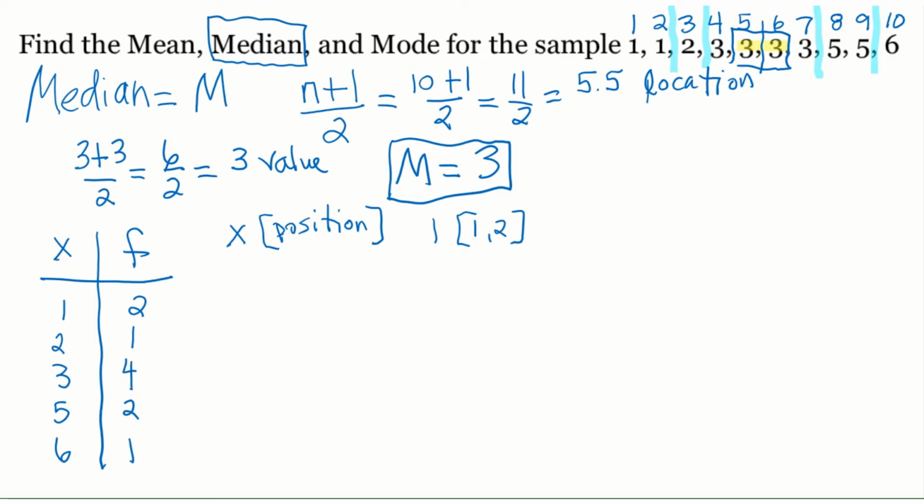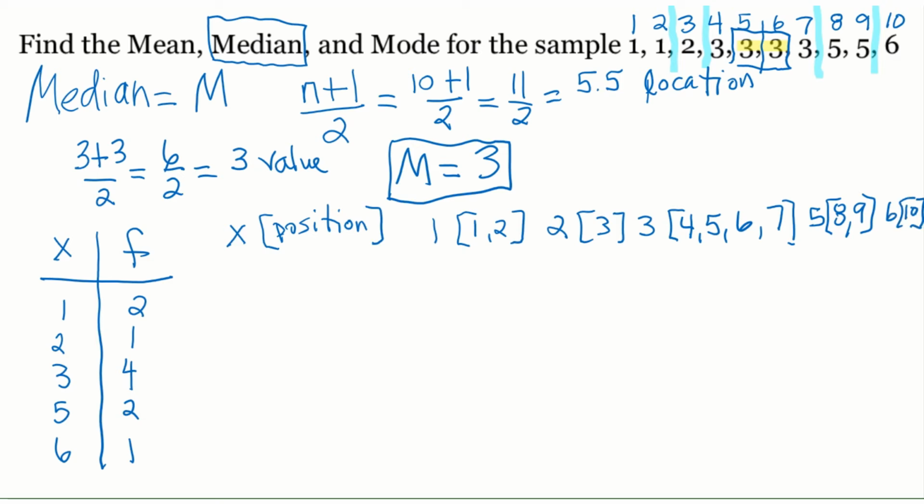So 1 occupies positions 1 and 2. The data value 2 occupies position number 3. The value 3 occupies positions 4, 5, 6, and 7. The value 5 occupies positions 8 and 9. And the value 6 occupies position 10.